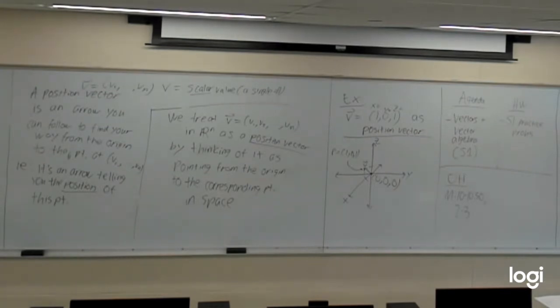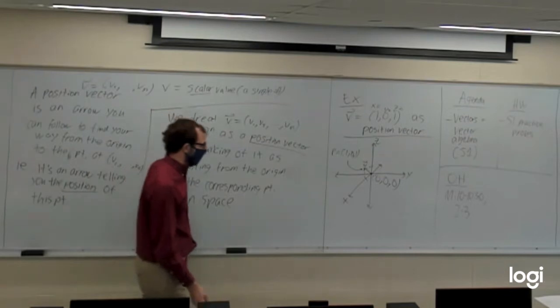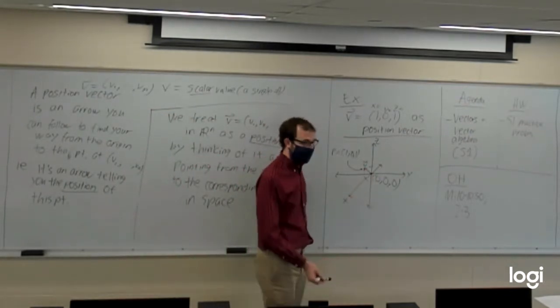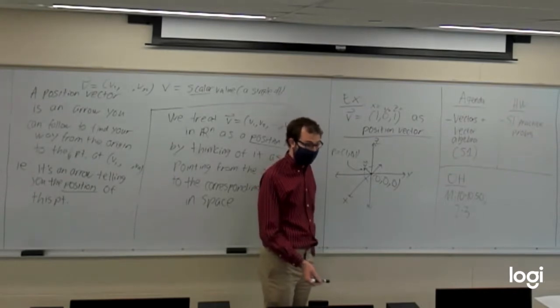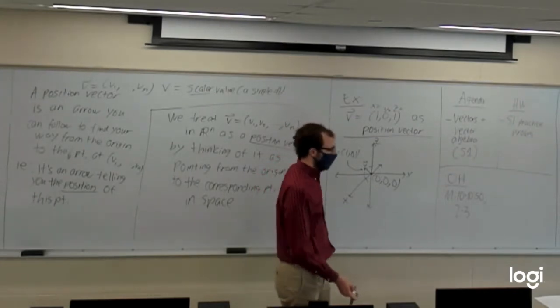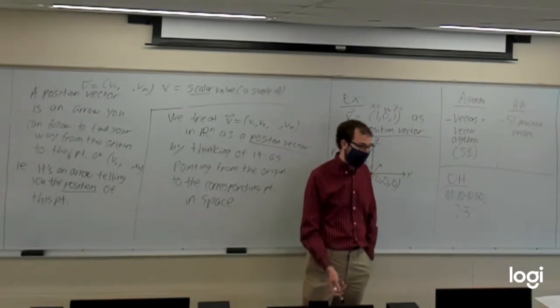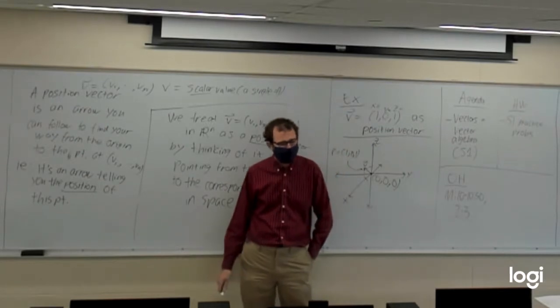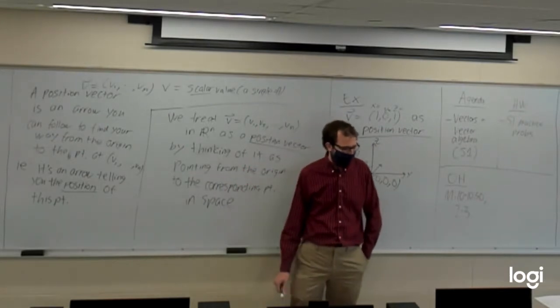So, position vector has its name because it's a way to sort of visualize the position of 1, 0, 1. You want to know where 1, 0, 1 is? Here it is. I have an arrow pointing to it. If I'm standing at the origin, that arrow is telling me exactly where to go to get there. It's telling me the position of that point. Any questions about position vectors?